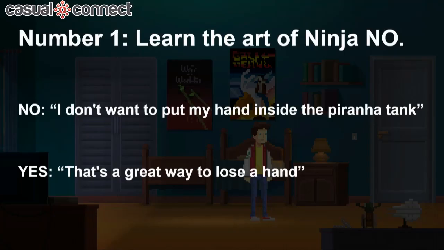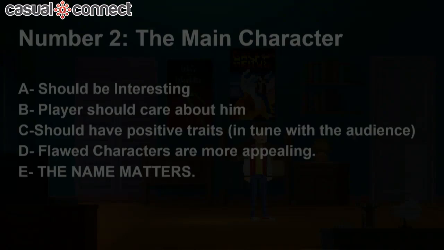For instance, instead of saying "I don't want to put my hand inside a piranha tank," when it's something super logical, you say, "That's a great way to lose a hand." That way you avoid saying "I don't want" or "I don't." You just explain, okay, it's a great way to lose a hand. The player already knows that it's a bad idea to put the hand there, but you are not saying "don't," "I don't like," or "I don't want to die." You just explain the end result of doing that bad choice that the stupid player is trying to do.